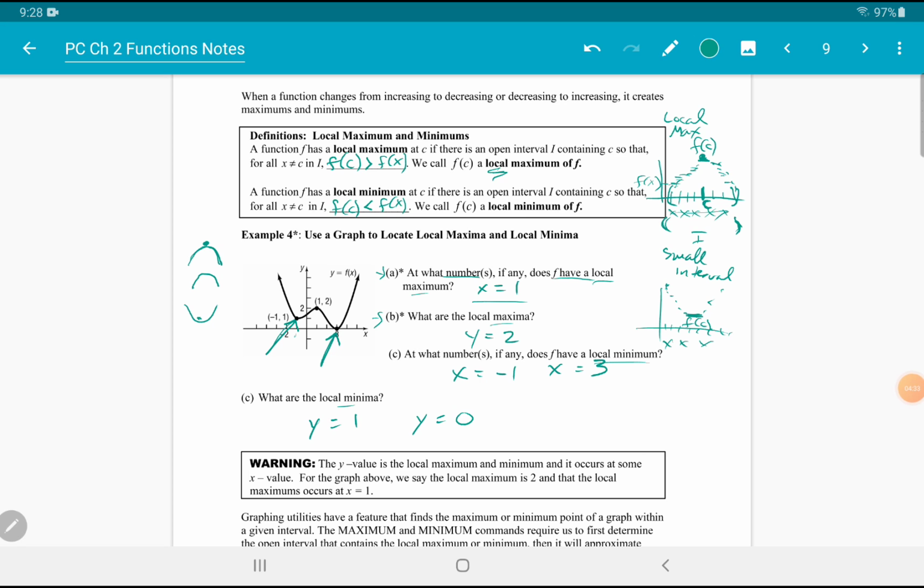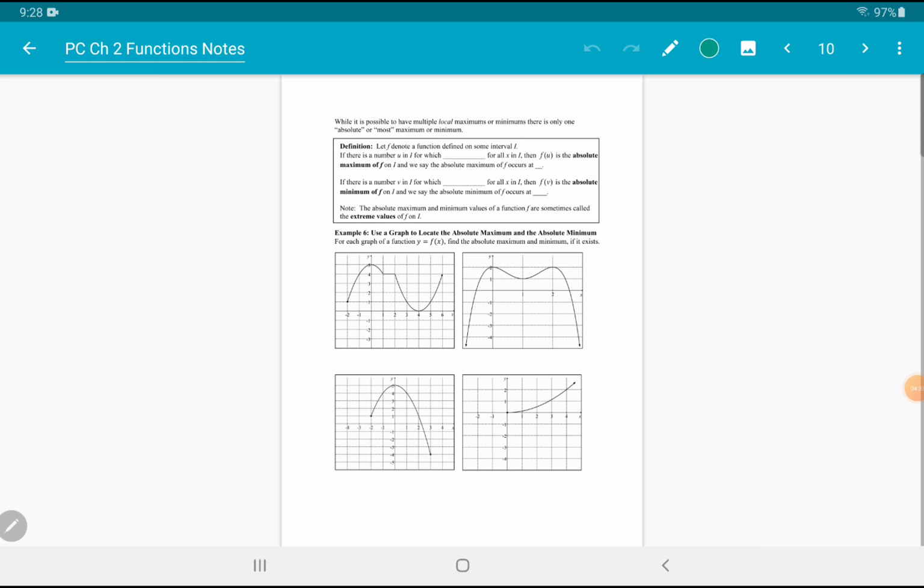Let's take a look at absolutes now. On the next page here, we have the definition of absolute maximums and minimums. So the difference between absolute max and mins is that you are only going to have one or none absolute maximums or minimums.